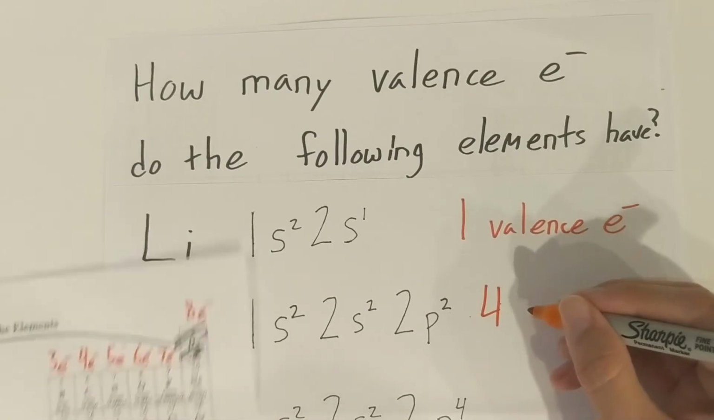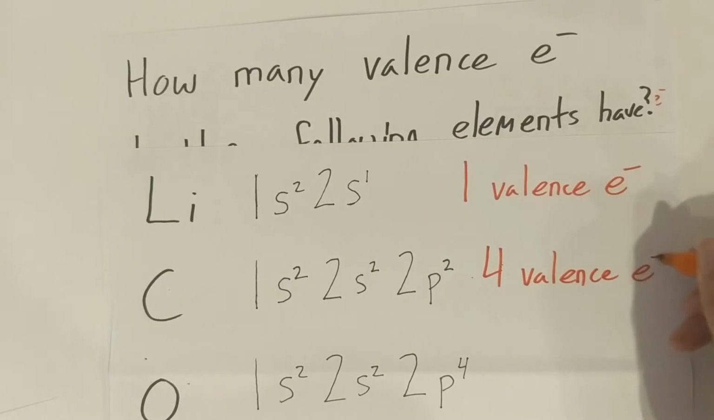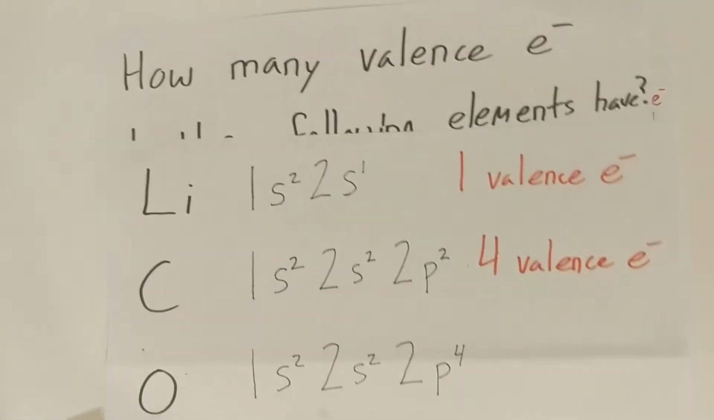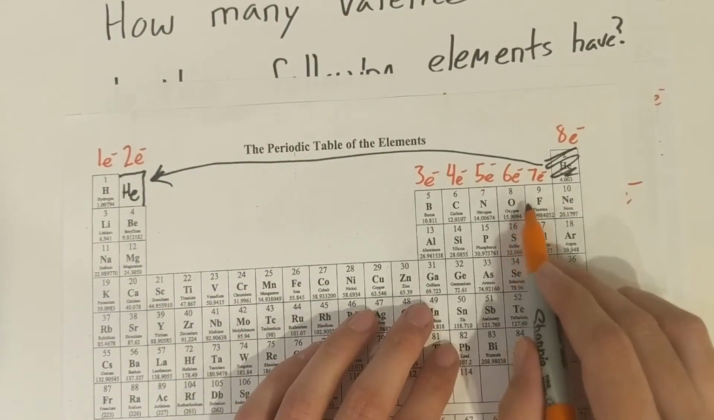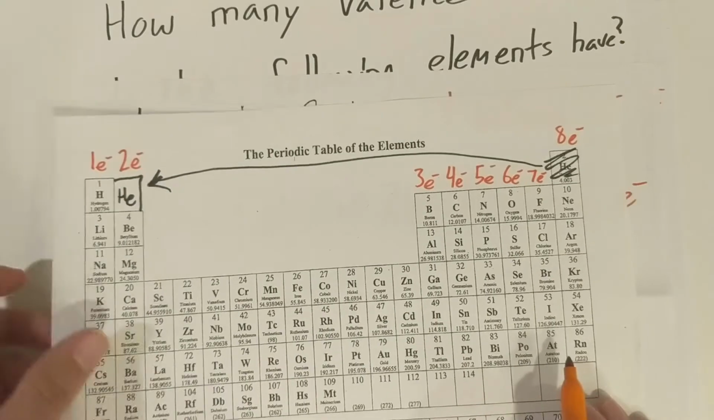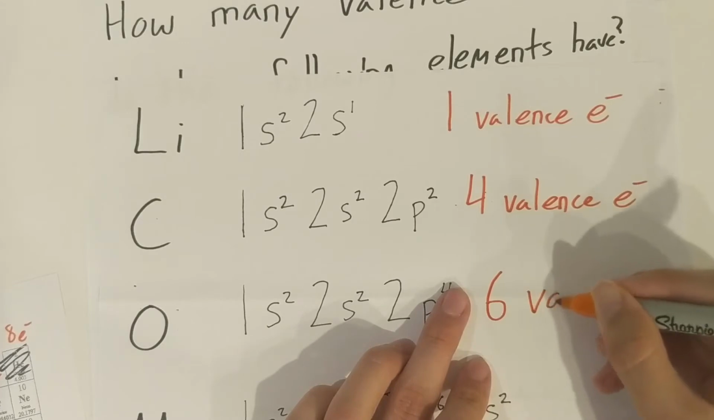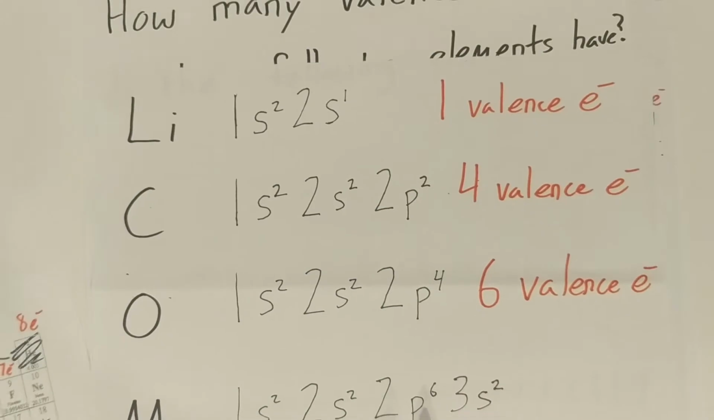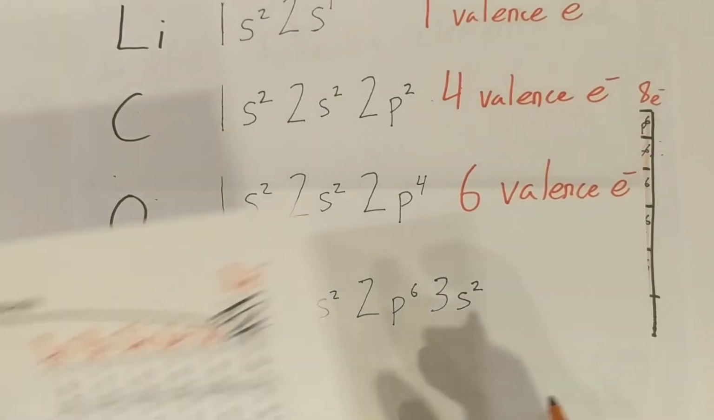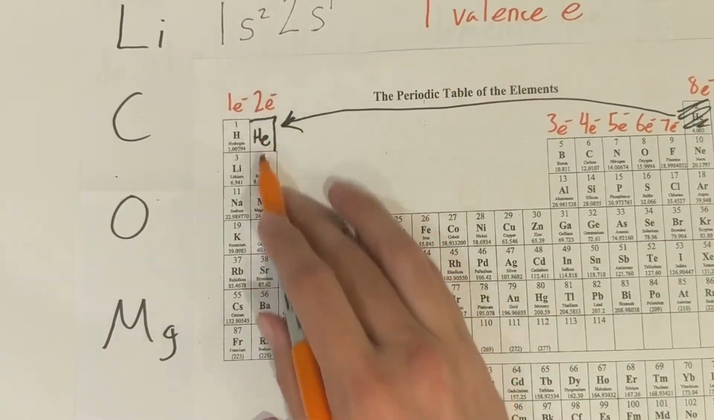So 4 valence electrons. Oxygen's next. So we can take a look. Oxygen, 6 valence electrons. 6 valence electrons. And then we can go to magnesium. We have to find that on the periodic table. Magnesium, group 2, 2 valence electrons.